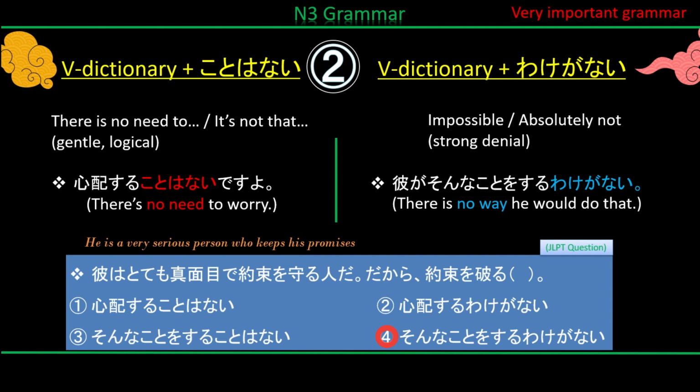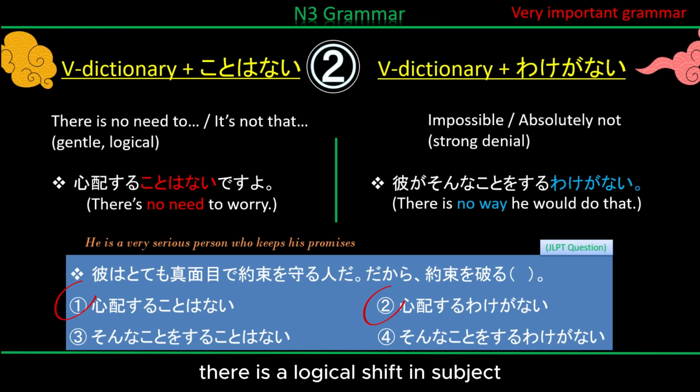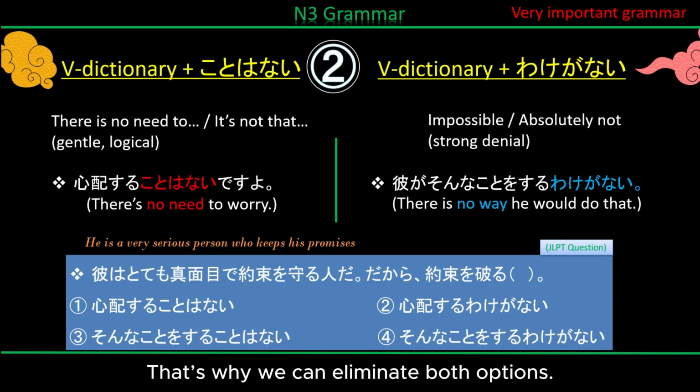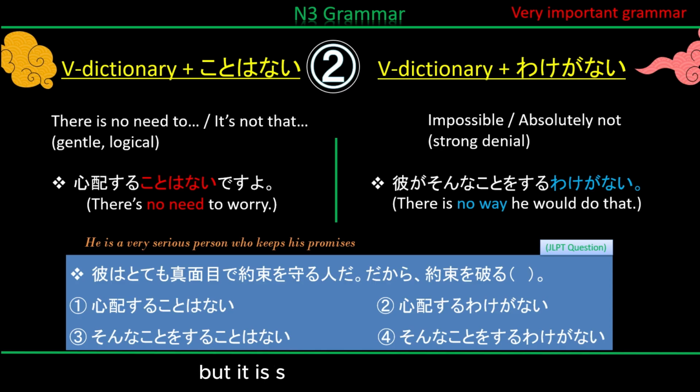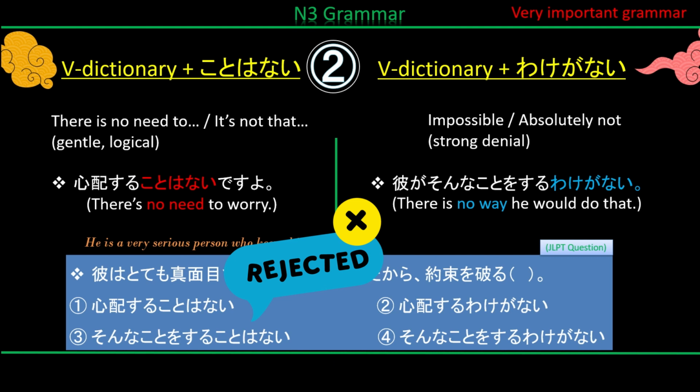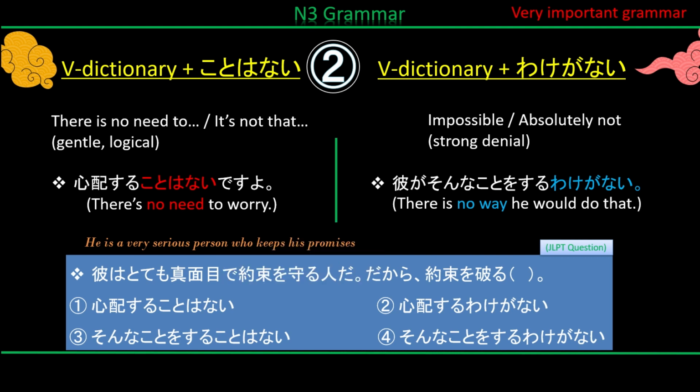So, the correct answer is そんなことをするわけがない。So now you might be thinking, why isn't option 1 correct? We just saw a similar example earlier. So here is the critical point. In this sentence, 約束を破る refers to his action. But shinpai suru refers to the listener's feeling. So if you choose option 1 and 2, there is a logical shift in the subject from his behavior to our emotions. That's why we can eliminate both options. So option 3 may seem acceptable, but it is softer and less decisive compared to option 4. So, そんなことをするわけがない is the most accurate choice here.